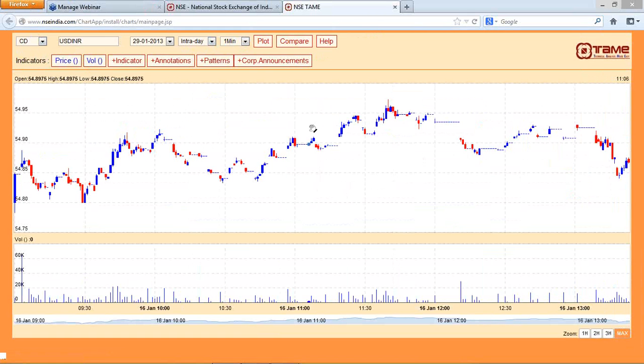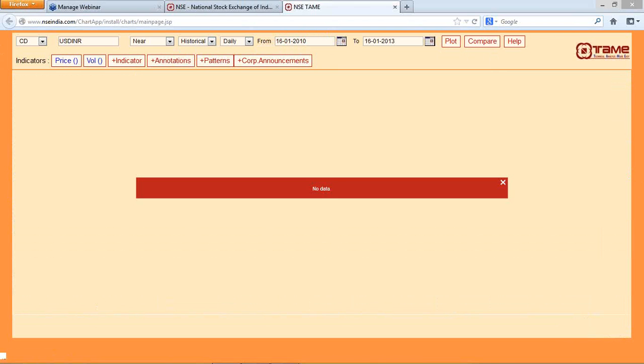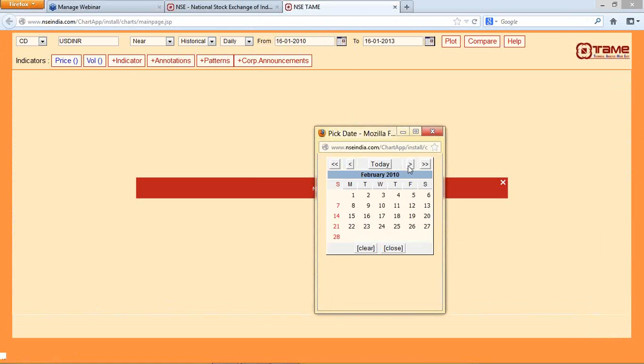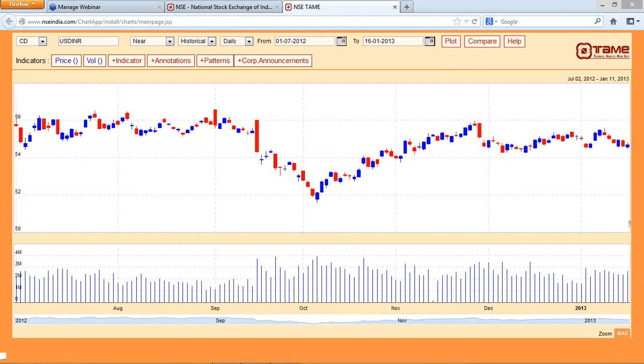So this is a chart which shows that we have a top formation here, and the contract was coming down since here. So this chart is not looking too good. Let me see the historic chart, the end of the day chart. Okay, let me plot that particular chart. So I've changed the date, and now you can see this is the chart of USD INR.